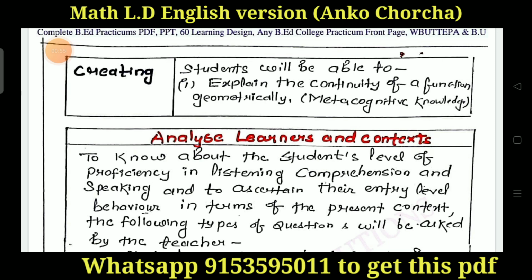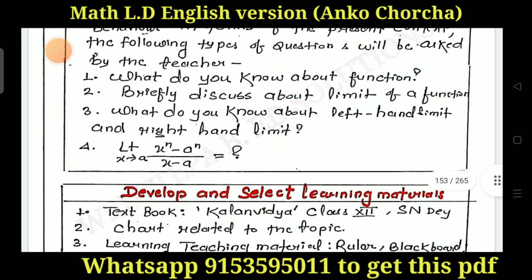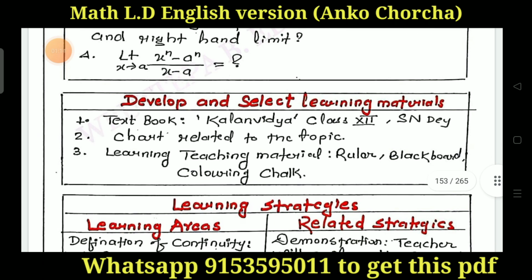Learners and context: to know about the student's level of proficiency, determining comprehension and speaking, and attention, their entry level behavior, etc. The following type of question will be asked by the teacher: what do you know about the function, etc. Develop and select learning materials: textbooks, chart, learning teaching material.